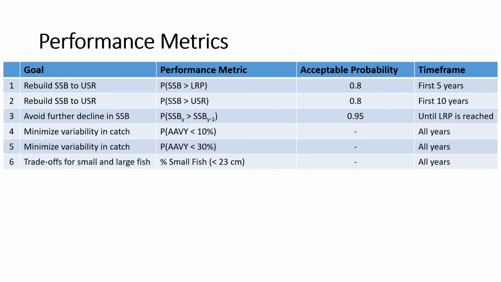The 6th performance metric relates to the size composition of the catch. This metric is defined as the percent of small fish in the catch, where small fish are defined as those less than 23 centimeters in length. Similar to the previous PM, the probabilities are reported, but no minimum acceptable probability is defined for this metric.